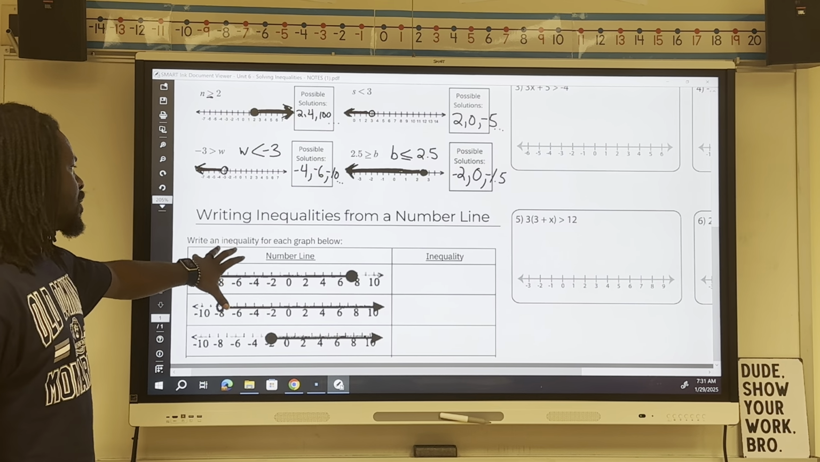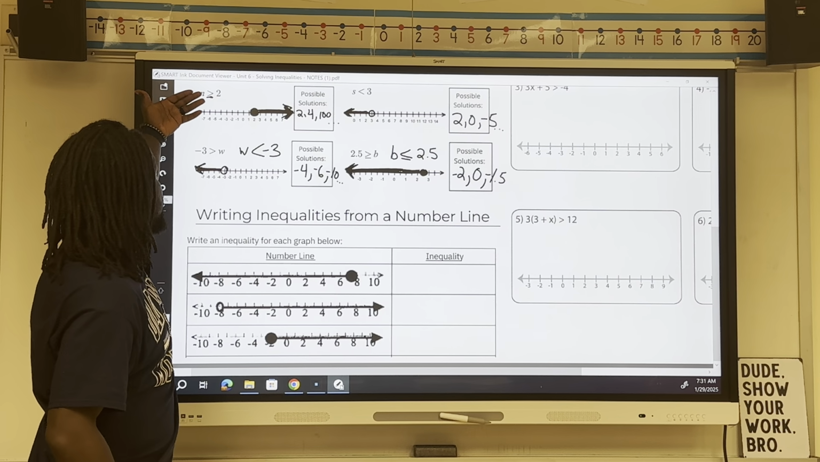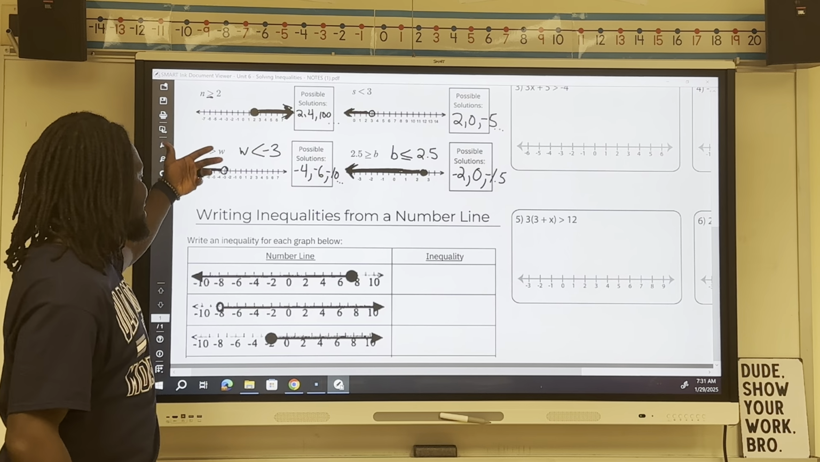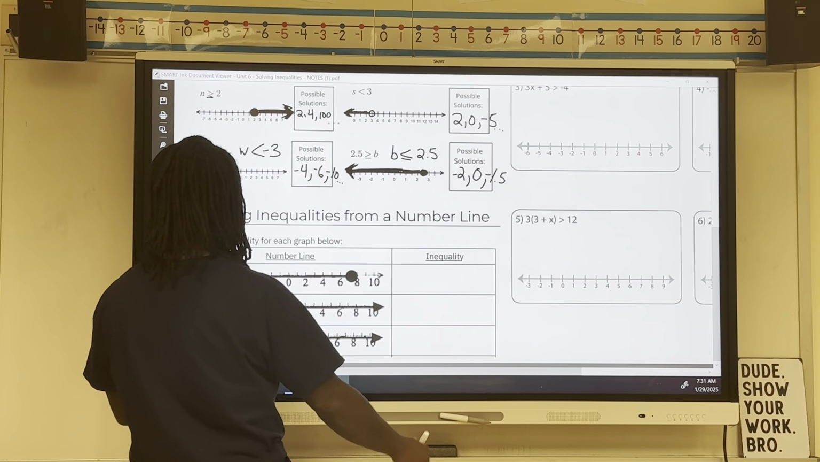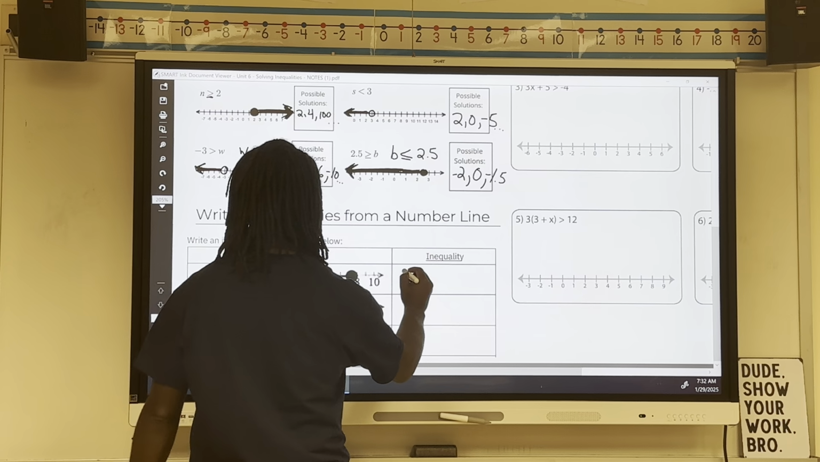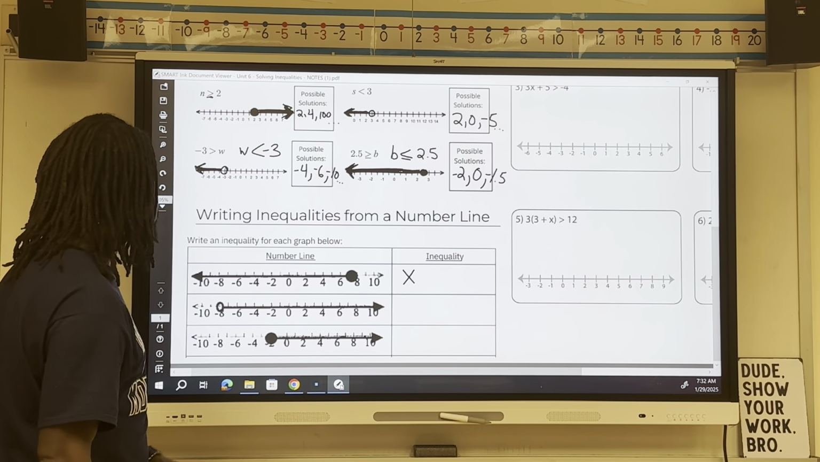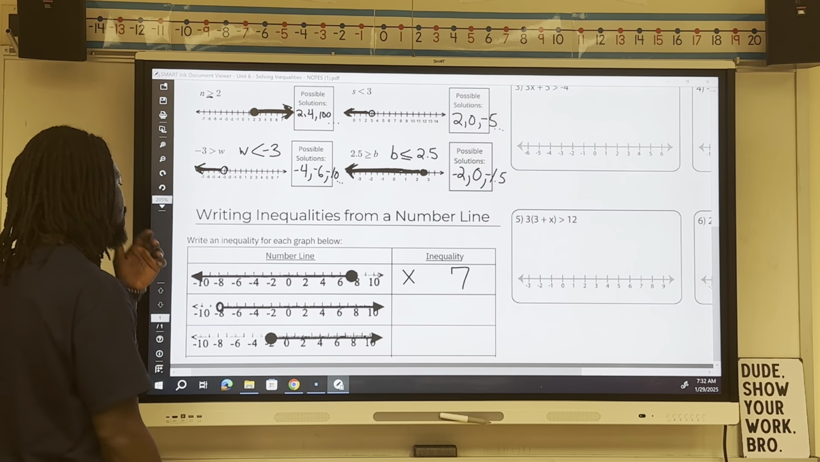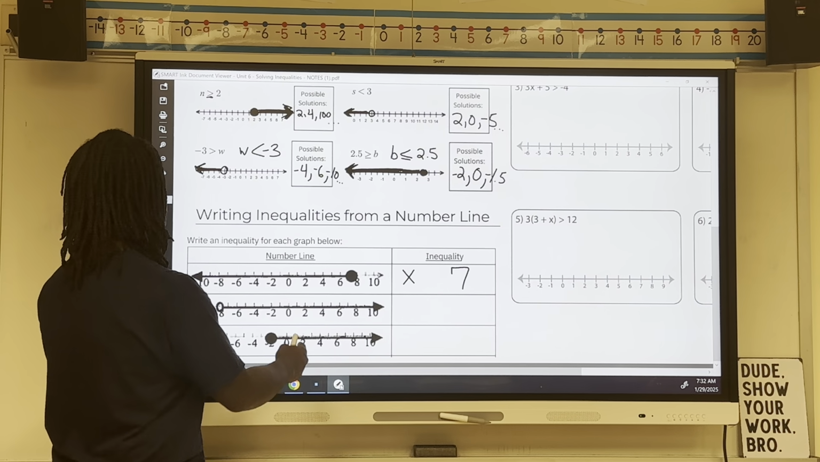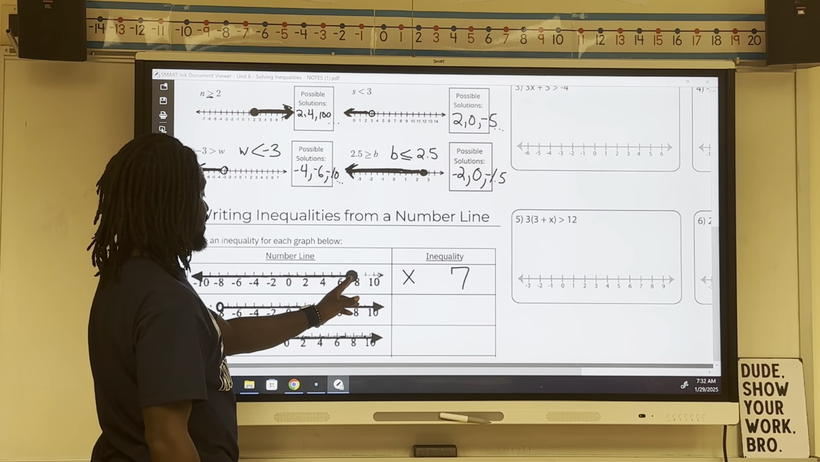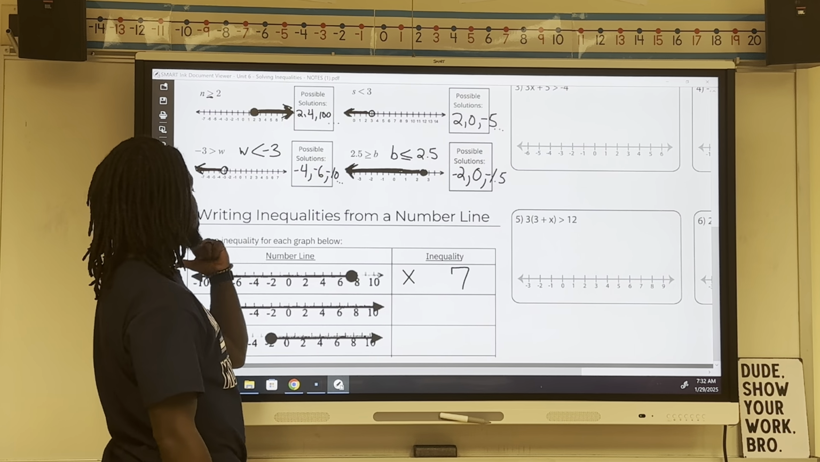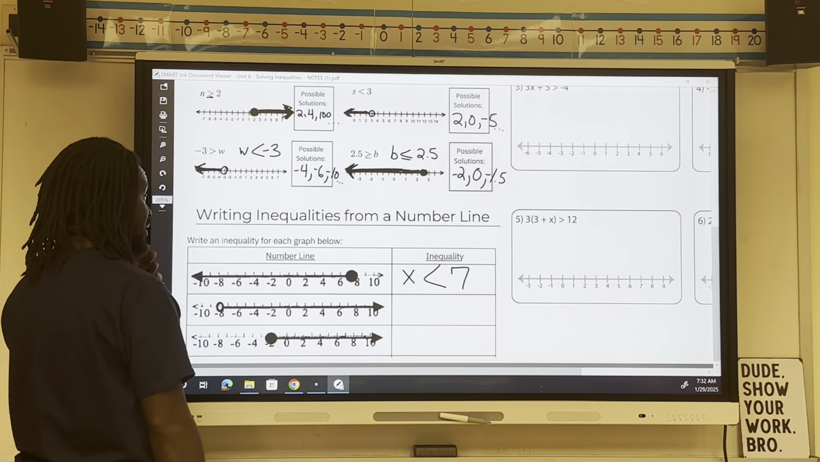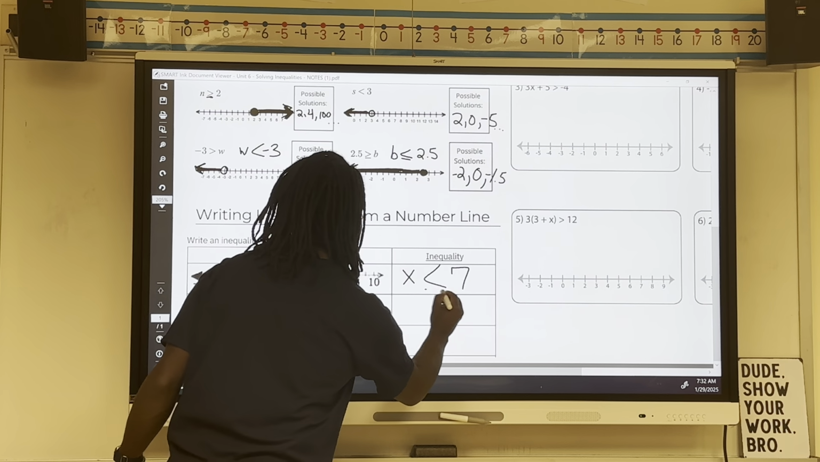Hey, based on that, now we're going from the inequality to the graph. Now we're going from the graph to the inequality. All right. So you can use whatever variable you want here. Okay. So for this one, I'm just gonna use x. That's my favorite one to use. And then I'm gonna look at that number. Well, that number is 7. Okay. So now I got to figure out what inequality symbol. Well, this says 7, and it's all the numbers that are less than 7.